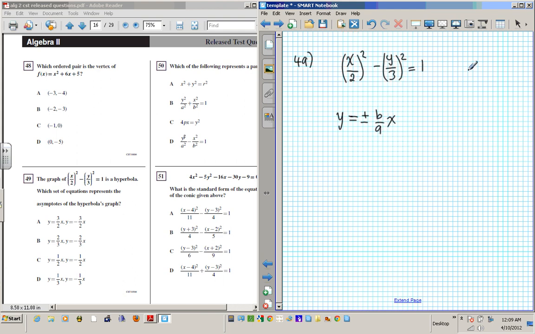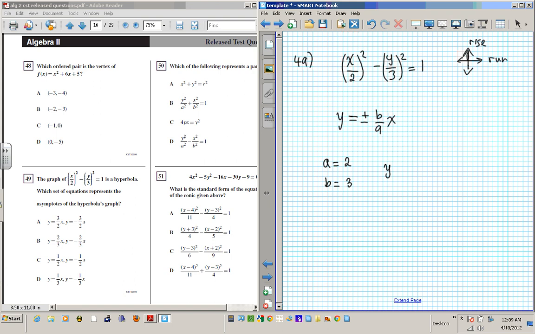When you're rising, you're going along the y-axis, and when you run, you run along the x-axis. In this case, a is the square root of the denominator. The denominator is 2 squared, which is 4, so a is 2, and b is the square root of the denominator, which is 9 here, so b is 3.